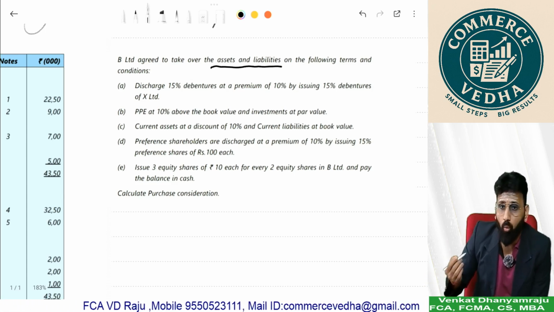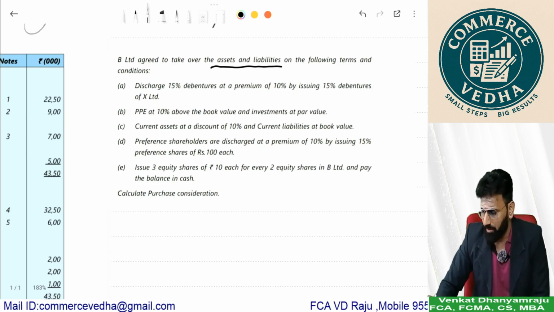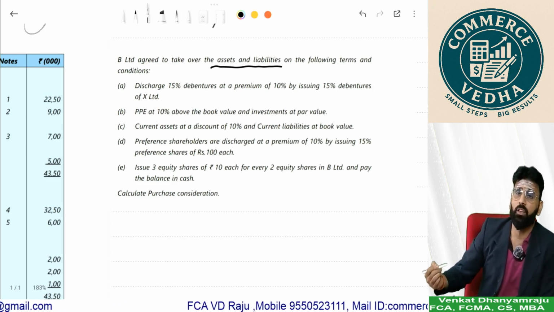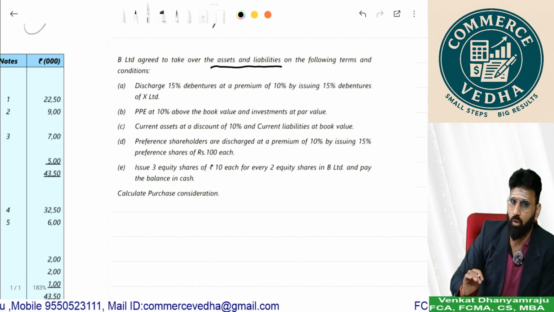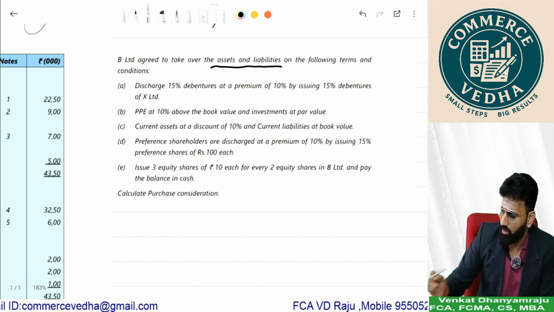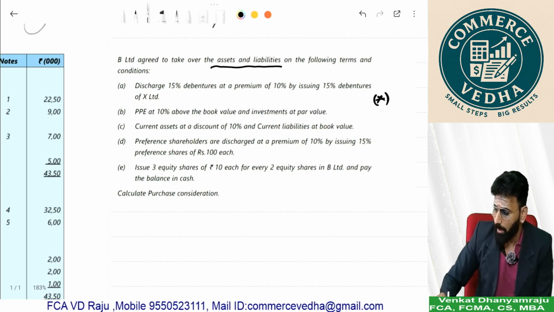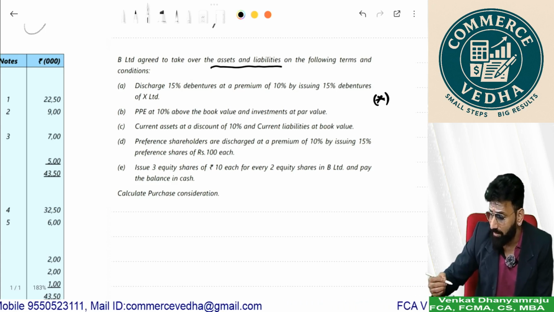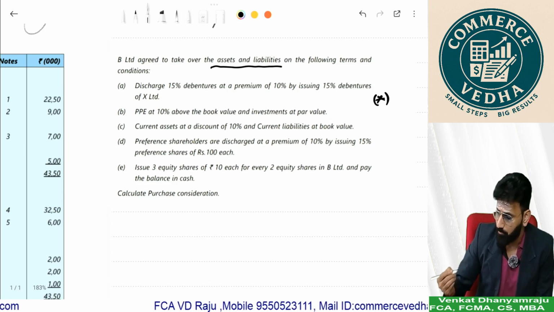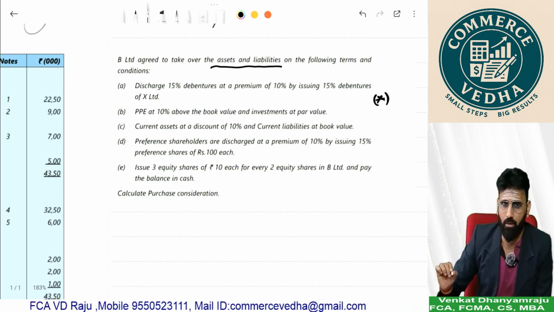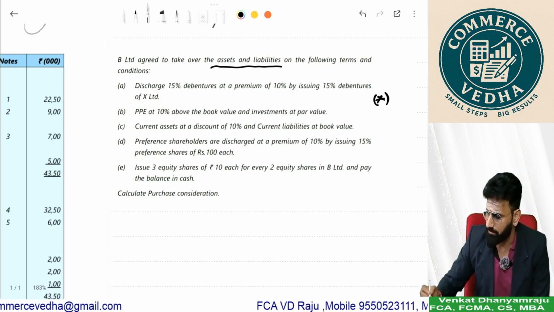Now, what are the terms and conditions? Discharge the debentures at a premium of 10% by issuing 15% debentures in X Limited. So any payment to debentures is not a part of purchase consideration. We'll see where it works. Now, PPE is taken at 10% above the book value. So revalued the book value of PPE and investments at par. So PPE's valuation is increased, but investments were taken only at cost.